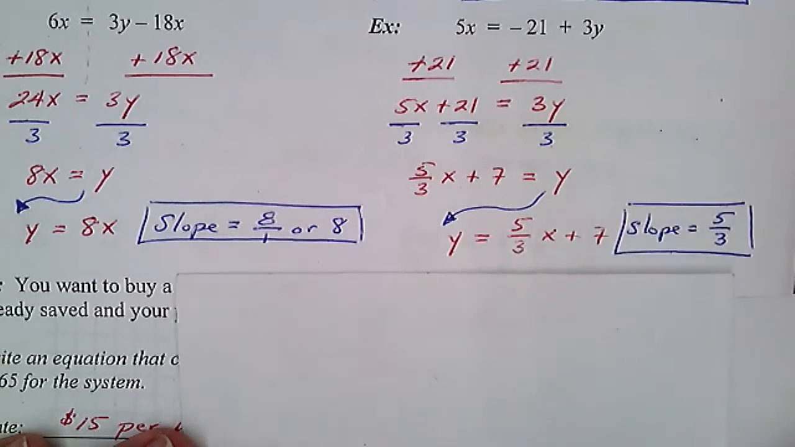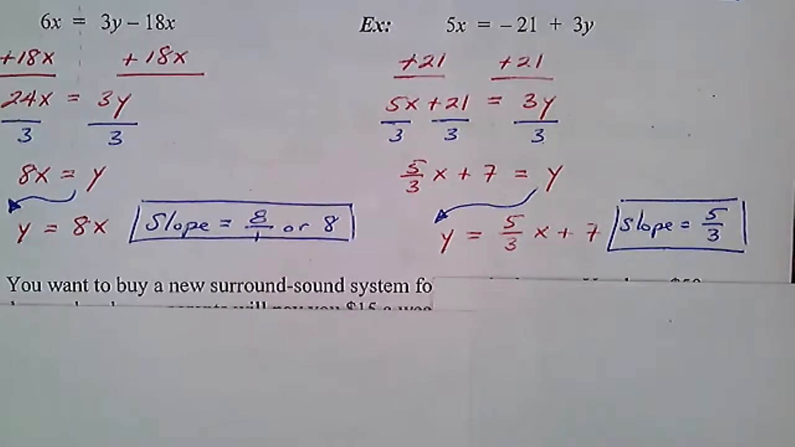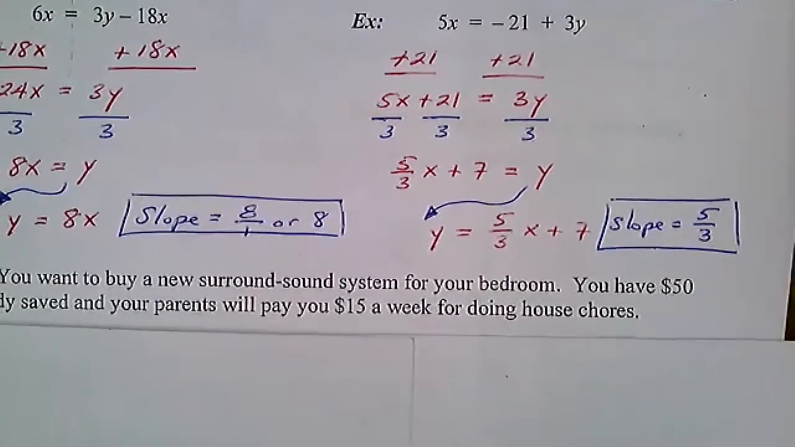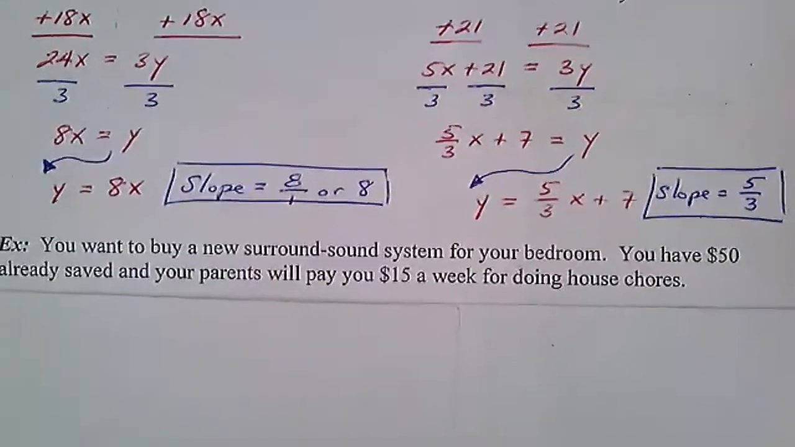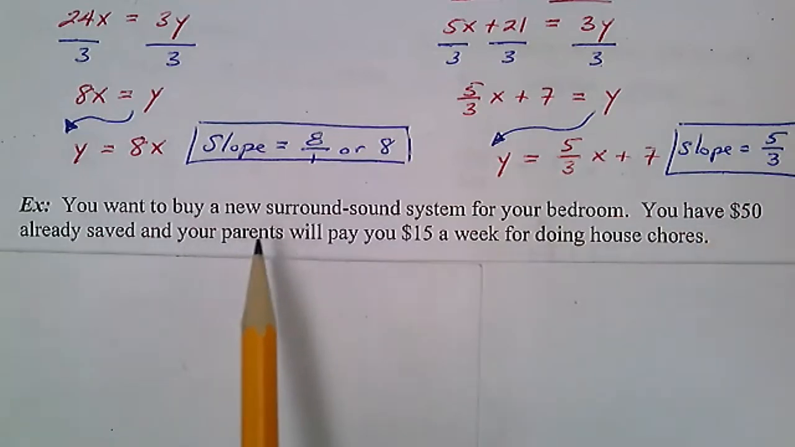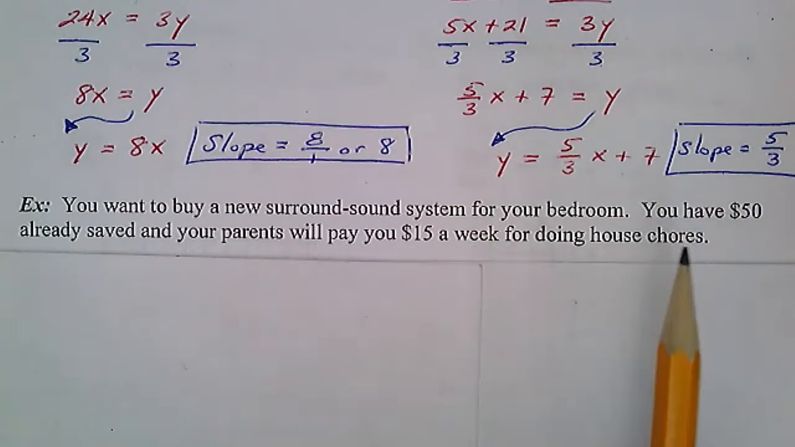So our slope is 5 over 3. That's a rise over a run, 5 over 3. Okay. All right, one last problem. We'll do this together. It's a word problem, so we're going to go back to a word problem. It says you want to buy a new surround sound system for your bedroom. You have $50 already saved, and your parents will pay you $15 a week for doing house chores.